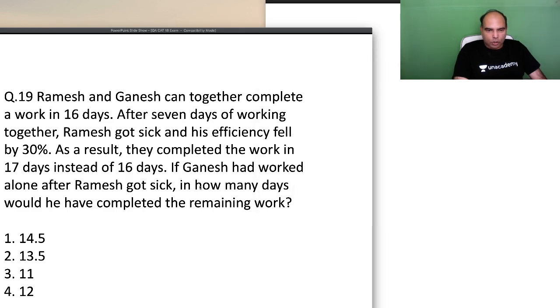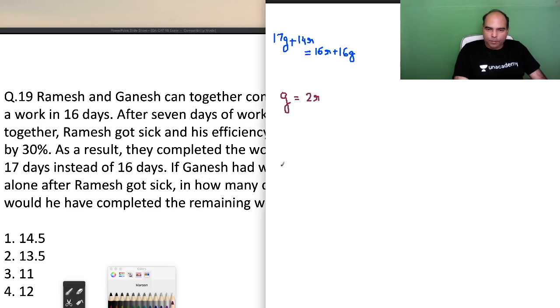Right? Now the question says, if Ganesh had worked alone after Ramesh got sick. Ramesh got sick after the work completed was 7R plus 7G. Because the total work is 16R plus 16G, the work left at that time will be 9R plus 9G. This will be the work left at that time.